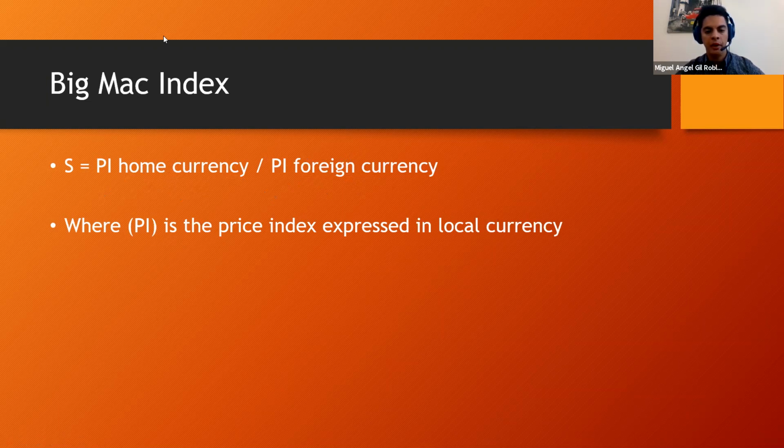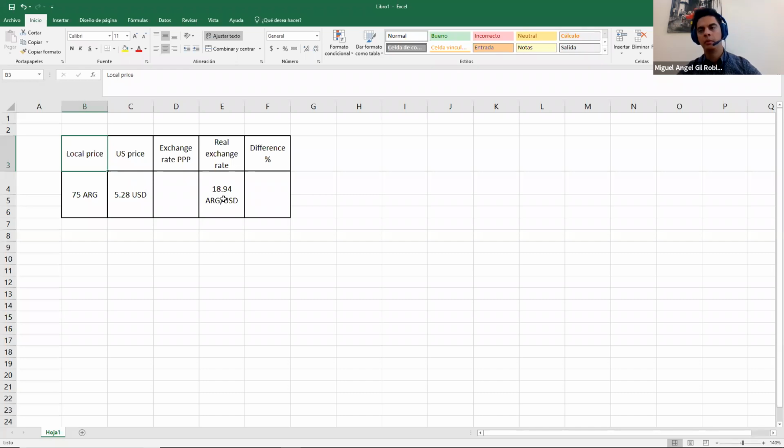Another way to know what is home and what is foreign is to take a look at this exchange rate that I give you. The home country is always the one on the top. So home will be Argentina and foreign will be the US. This is a tip that you can use to check what is home and what is foreign, okay? So let's do the calculations.